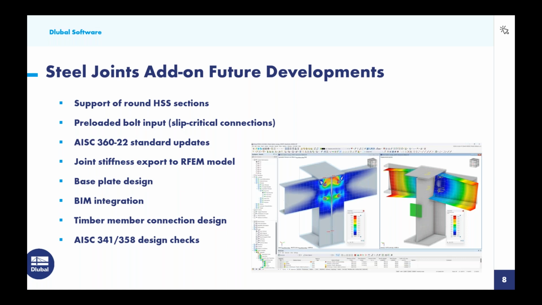Additionally, we are planning to add the ability to export out the true stiffness of this model back to the main structure. So this joint stiffness is already calculated with this FEA submodel. We know this of the connection. So therefore, we can export out that stiffness for the member design rather than having fully fixed or fully released member end releases. We'll be able to account for the true stiffness there.